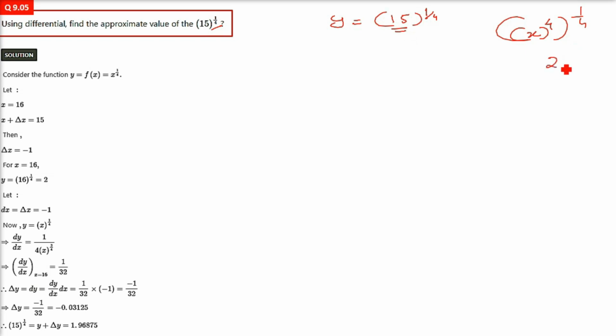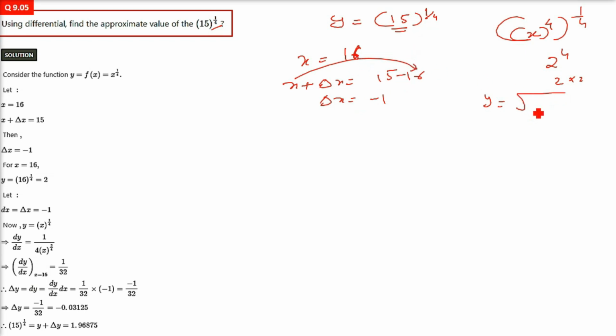When you take 16, it is 2 to the power 4. 2 to the 4, 4 to the 8, 8 to the 16. So 2 raised 4 you can take. X as 16 you will take. Alright. X plus delta x is going to be 15 minus 16. Because you have 15, you have assumed x as 16, so delta x is going to be minus 1. What is y value at under root of 16? It's 2. So we have delta x, we have y equals 2.